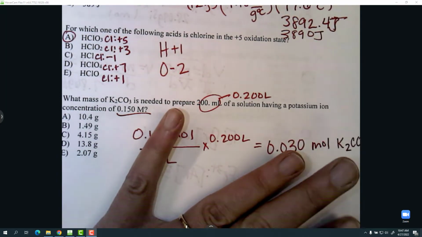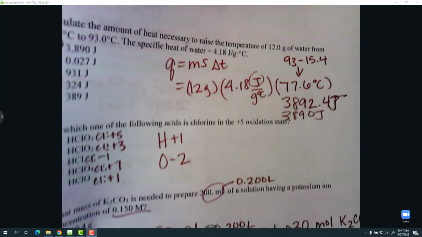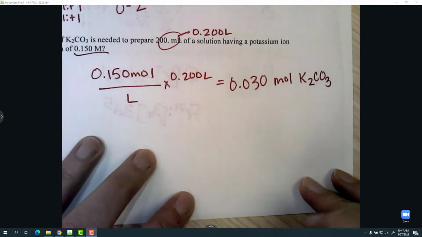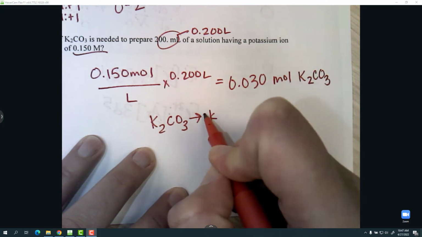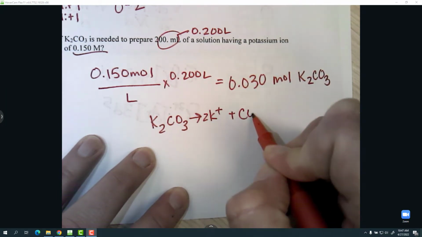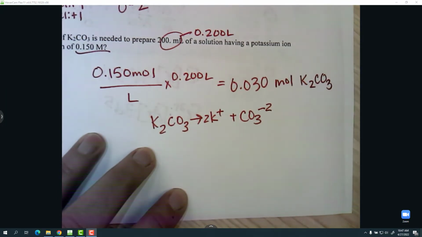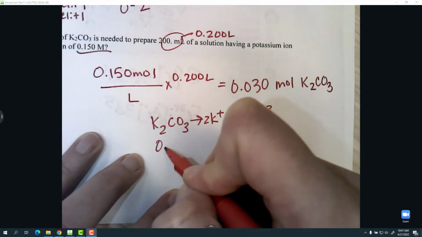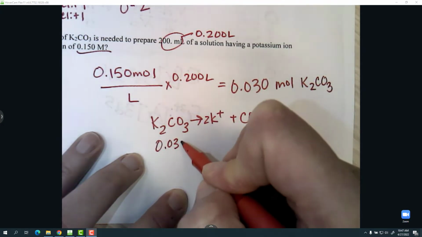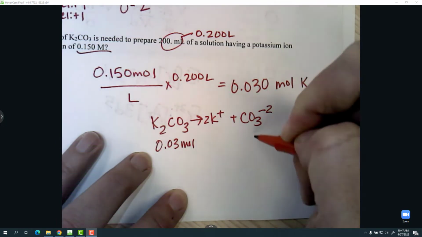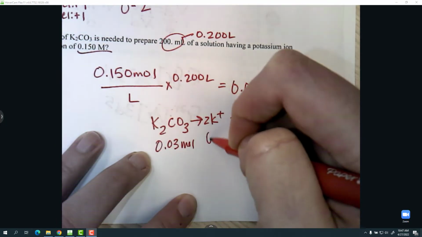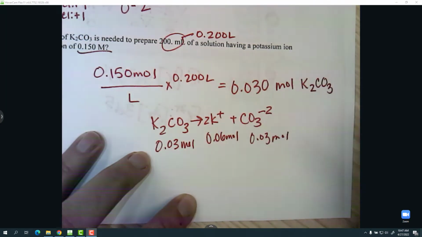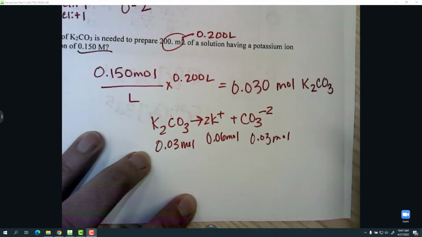This one's tricky, because now I need to think about what happens when I put this in solution. It will separate into 2 potassiums and 1 carbonate, right? So if I put in 0.03 moles of this, I would get 0.03 moles of this, but I'll get double it because of the 2, so 0.06 moles of this.